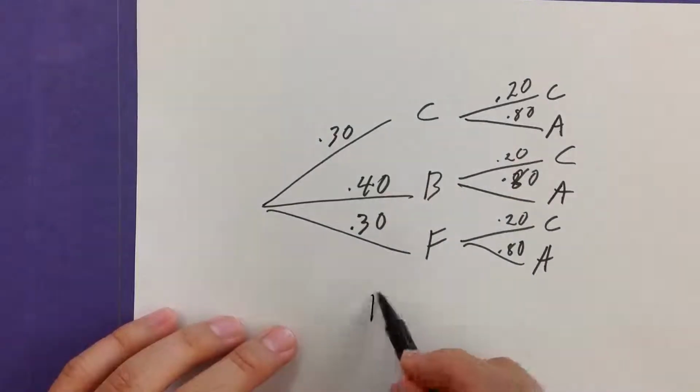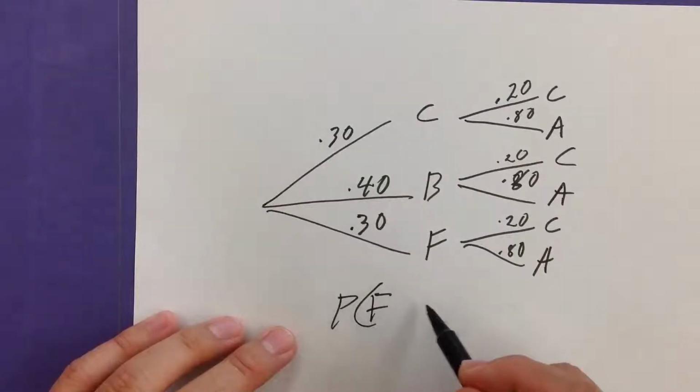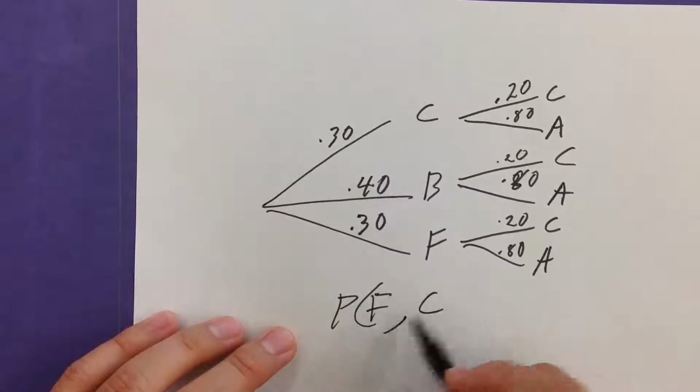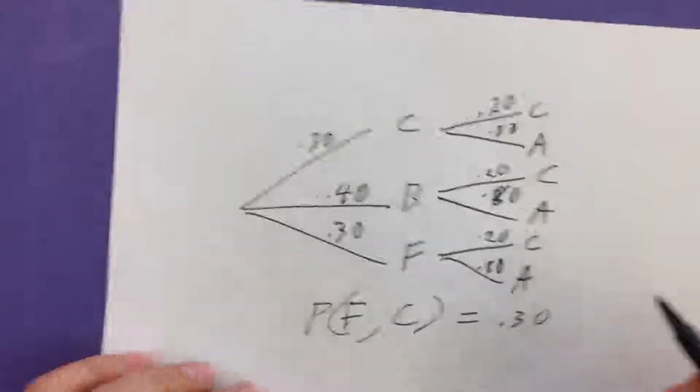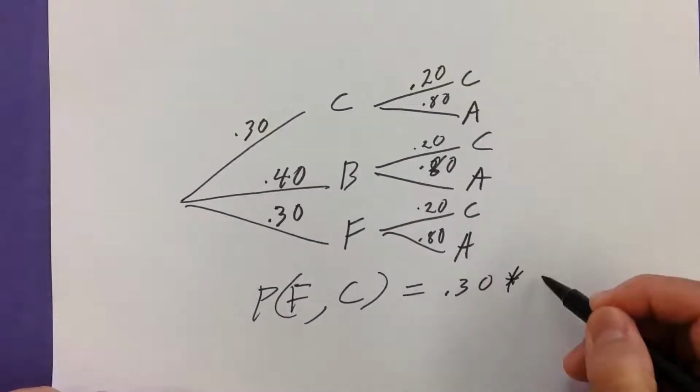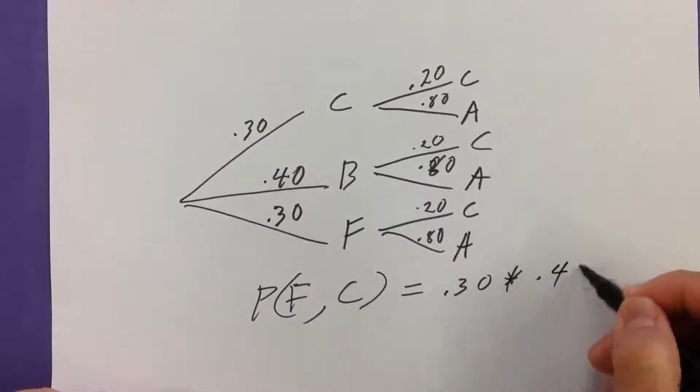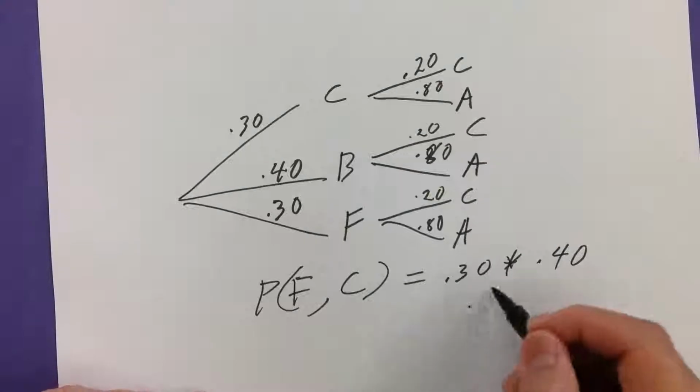Alright, so what's the probability of somebody ordering fish and then a cherry pie? Okay, well, that's easy to answer. You just take 0.30 and multiply that by 0.40, and that's going to give you 0.12, 12%. Alright, so that's it for that. That's the type of things you're going to be doing with that one.